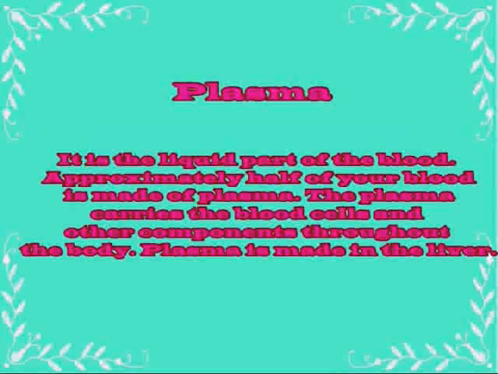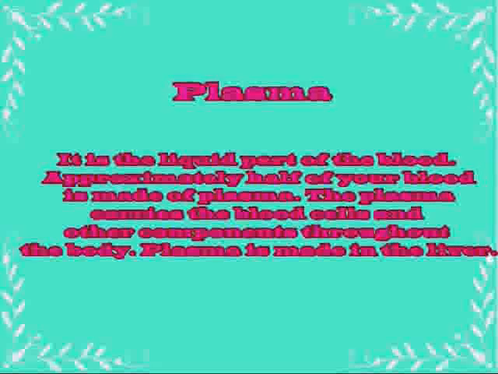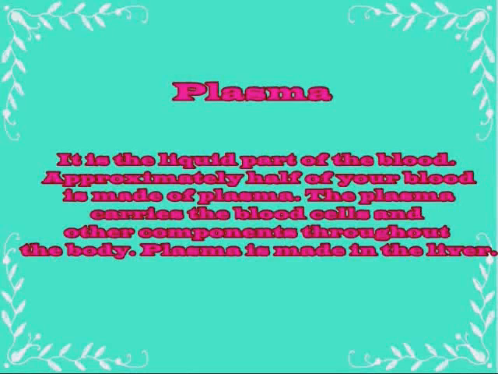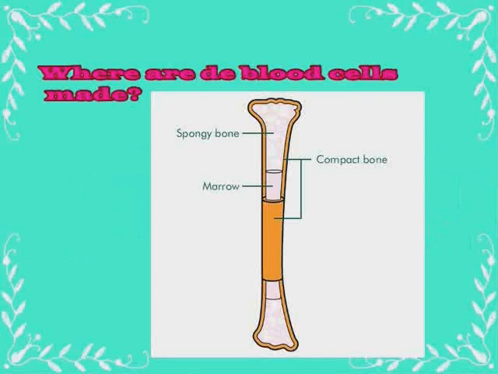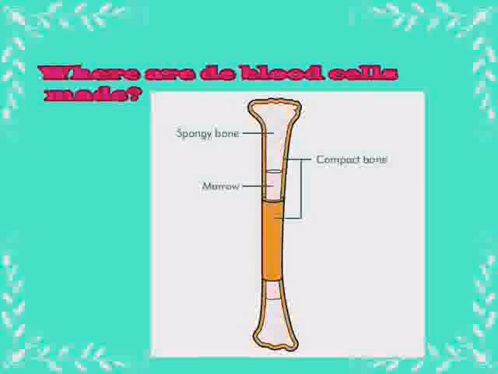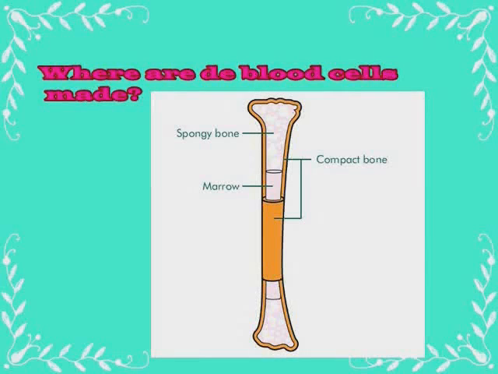Plasma. Plasma is the liquid part of the blood. Approximately half of your blood is made of plasma. The plasma carries the blood cells and other components throughout the body. Plasma is made in the liver. Where are the blood cells made? The red blood cells, white blood cells, and platelets are made by the bone marrow. Bone marrow is a soft tissue inside of our bones that produces blood cells.